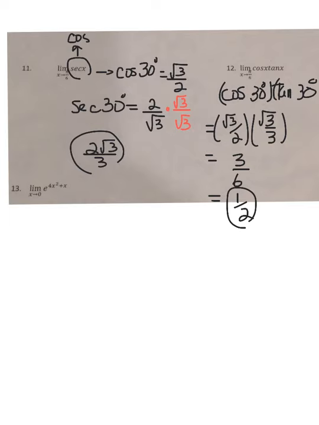Okay, last one on this page. I'm plugging in 0. So I'm doing e to the, well, 4x squared would be 0 plus 0, which is just e to the 0. And you should remember anything to the 0 power is 1.